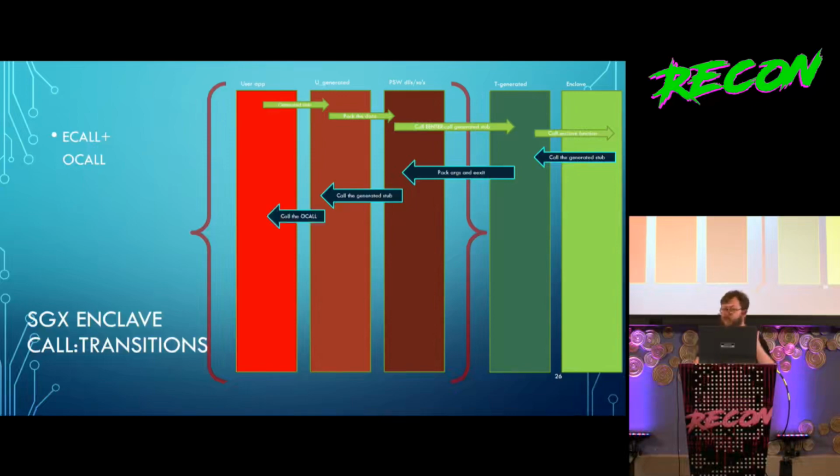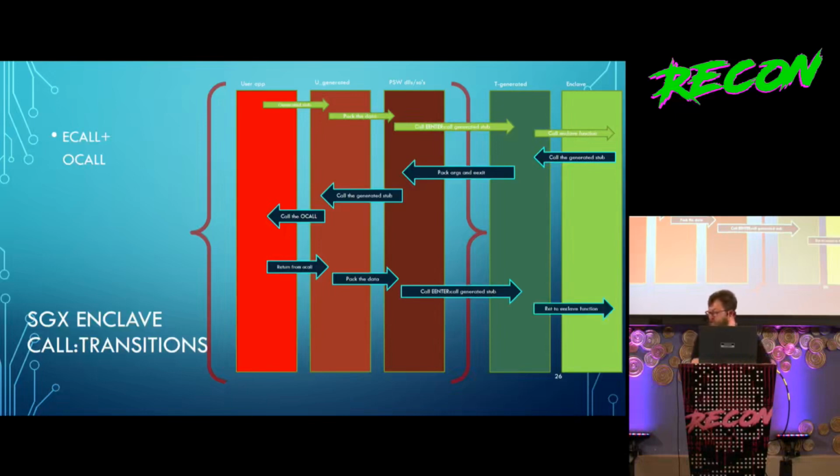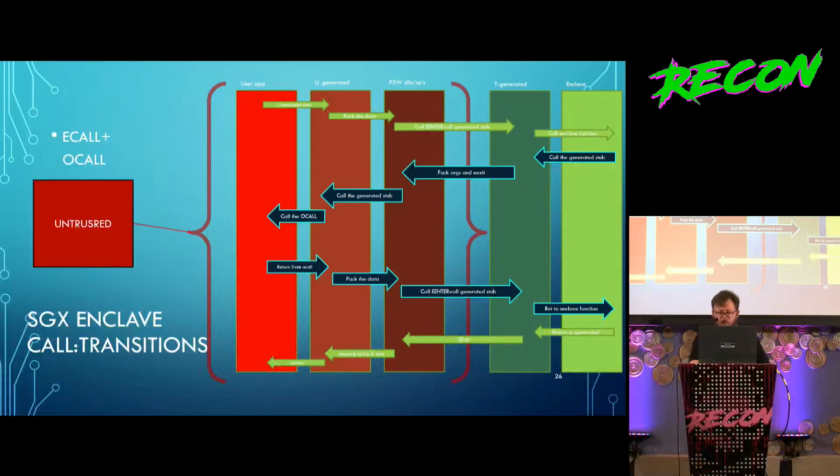Then it calls the function that the user wrote as an OCall, returns back, the same way passing the collected data, and then returns back into the enclave. I remind you, this is untrusted.